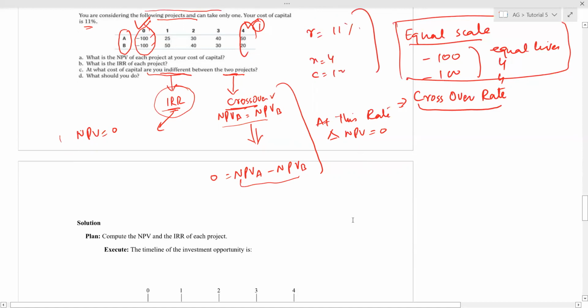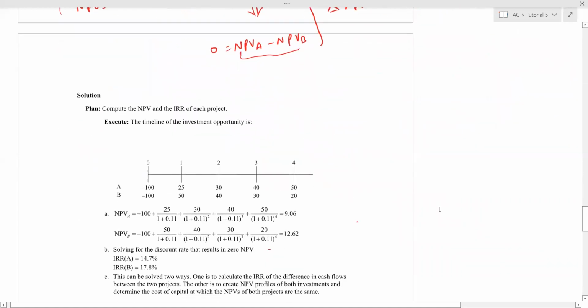So now let's calculate that. First of all, we need to calculate NPV of project A. So this is cost of capital, and since cash flows are not equal, we cannot apply the present value of annuity formula. So we are simply discounting it, and our answer is 9.06 for the first one, and cost of capital is, remember, 11%. And similarly, it goes for project B, and our answer is 12.62%.